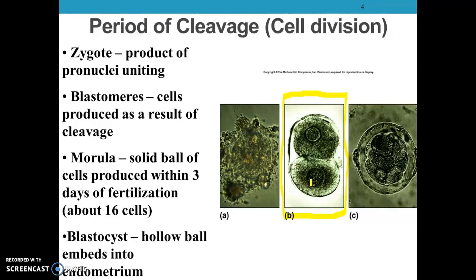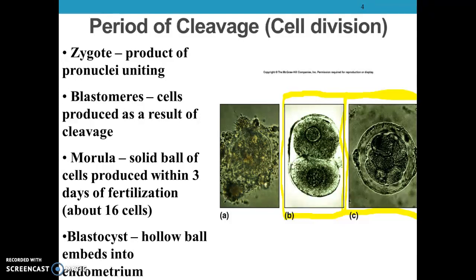And then as we progress a little bit further, those collections of cells are known as a morula. A morula is a solid ball of cells produced within 3 days of fertilization. So this takes a little while to get started. At fertilization, when the sperm and egg combined, if we can fast forward 3 days later, all we are is 16 cells large, and that's the morula. So that's what we can see in C over on the right side. It's 16 cells, and it's a solid ball, which means that they're not hollow on the inside. That's important because in the next stage, blastocyst on the bottom says this is a hollow ball that embeds into the endometrium.